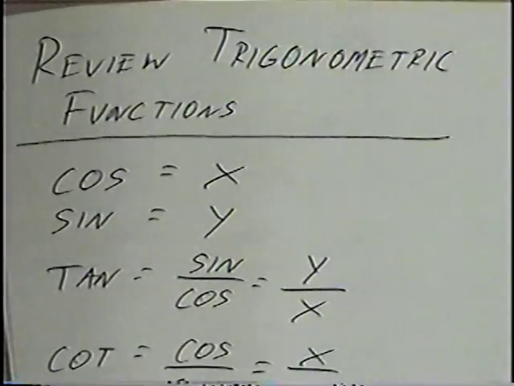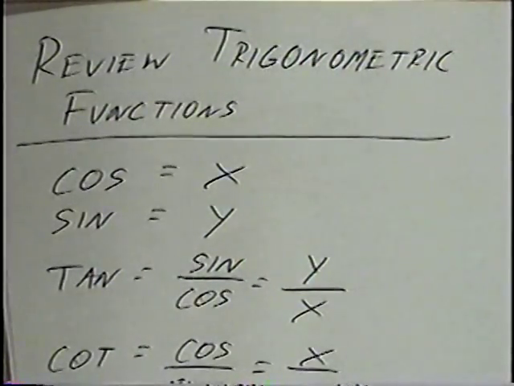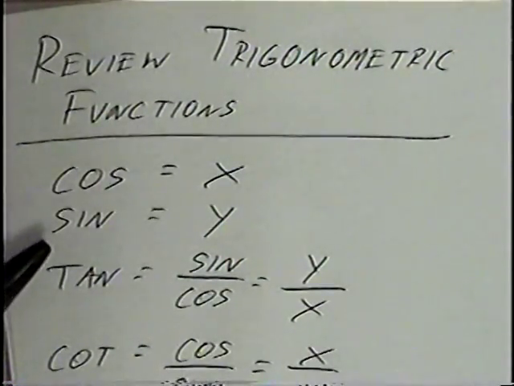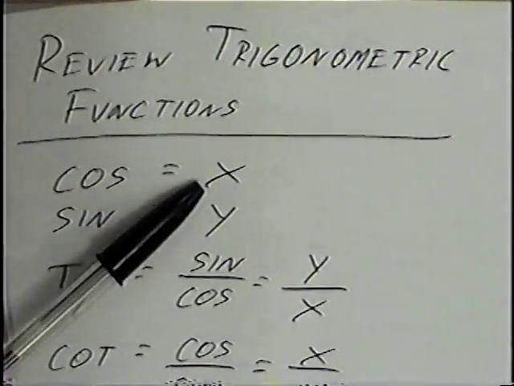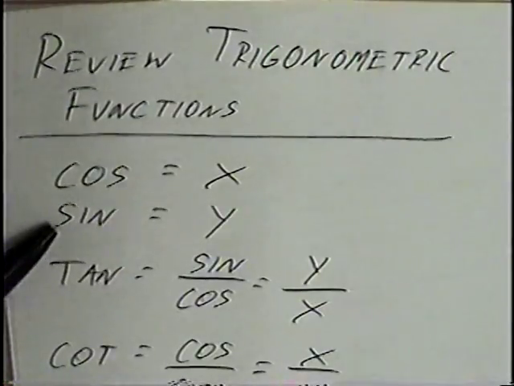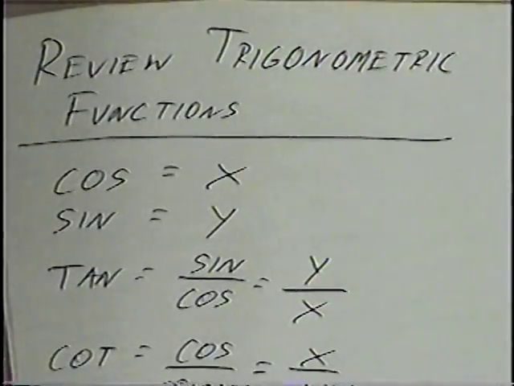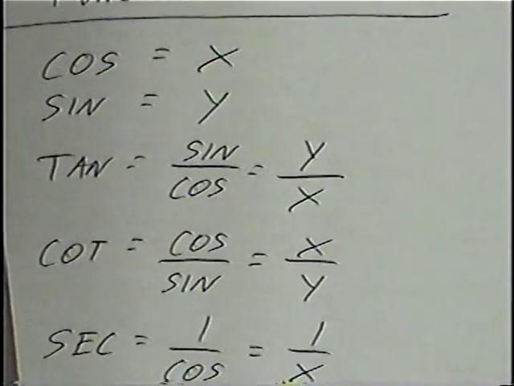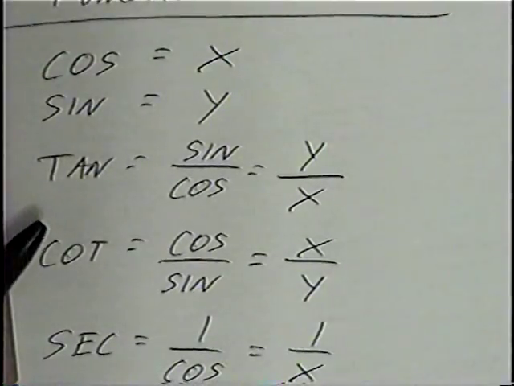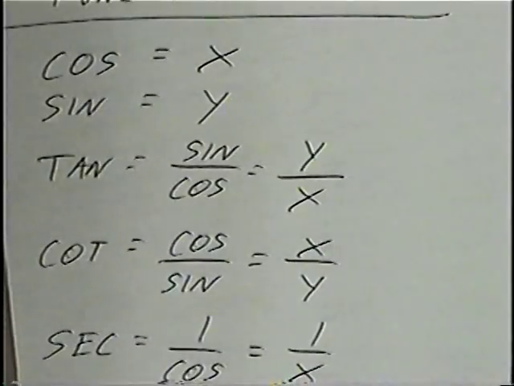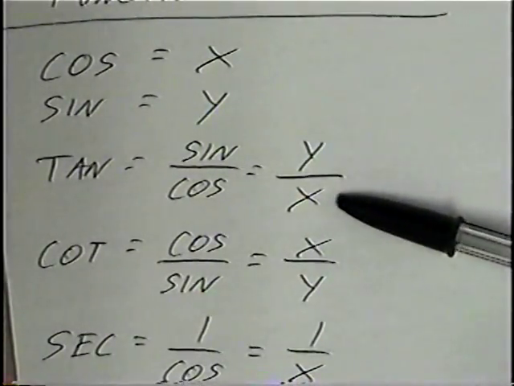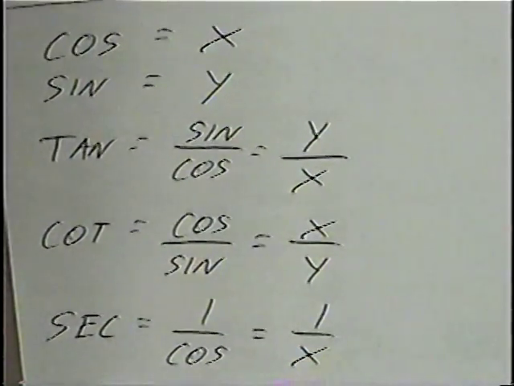Review trigonometric functions. The two basic trigonometric functions are cosine and sine. When using a unit circle, cosine will be represented by the x value and sine will be represented by the y value. The other trigonometric functions: tangent. Tangent is sine over cosine, or in terms of x and y, tangent is y over x.